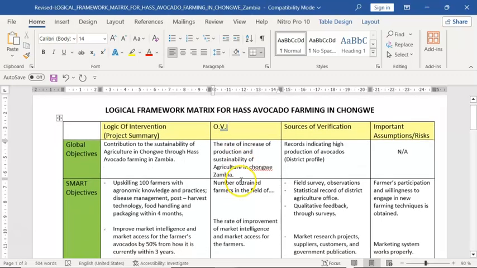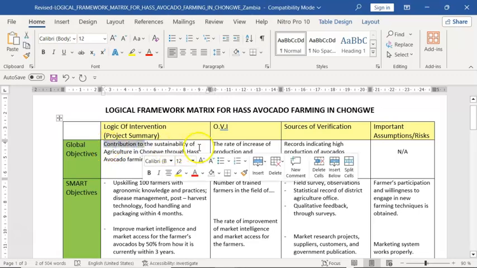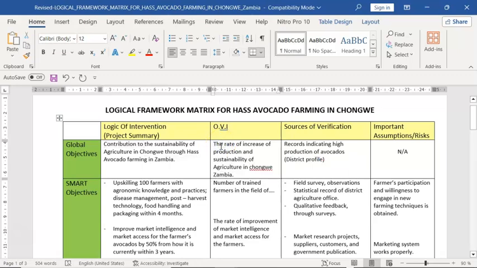So for the OVI, we need indicators. Our global objective was to contribute to the sustainability of agriculture. Now, how do we evaluate? These are actually the measurement, the metric that you use to evaluate whether the objective or expected result are achieved or not. In fact, you are not evaluating at this moment, but you are giving a guideline to the person who comes to evaluate at the end of the project.